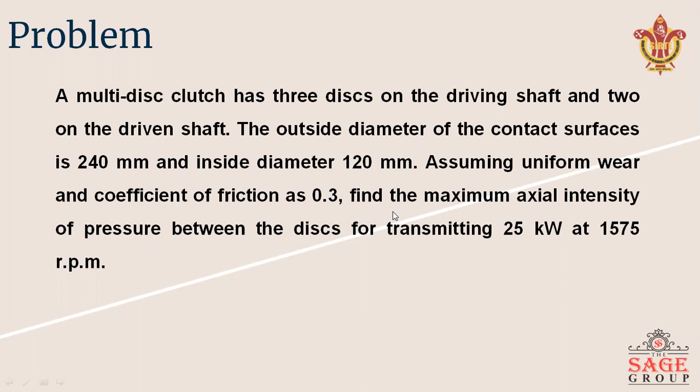We have to determine the maximum axial intensity of pressure, P max, between the discs for transmitting 25 kilowatt. Capital P is equal to 25 kilowatt, or 25 into 10 power 3 watt, at 1575 rpm. Speed capital N is equal to 1575 rpm.